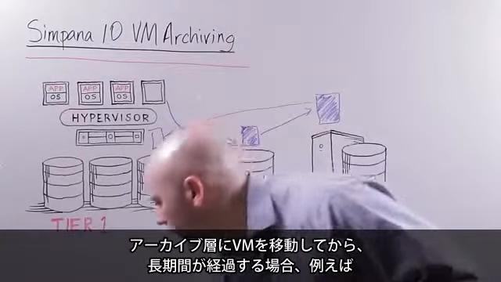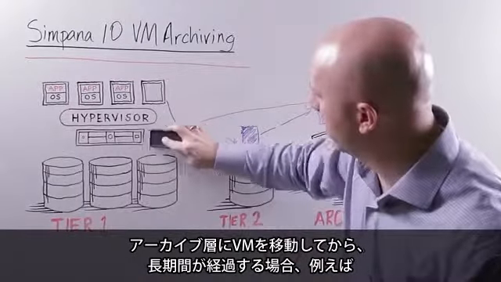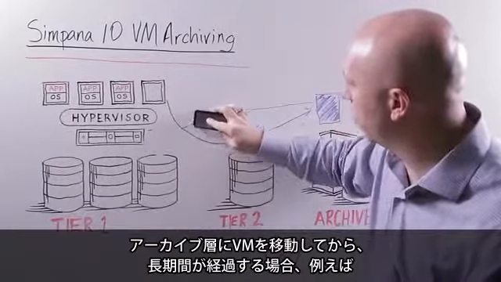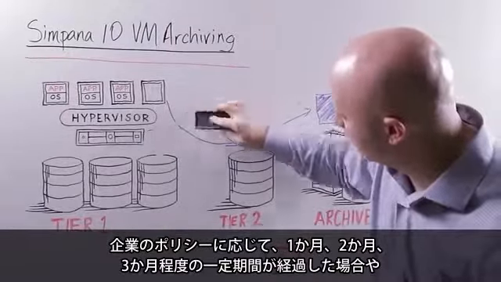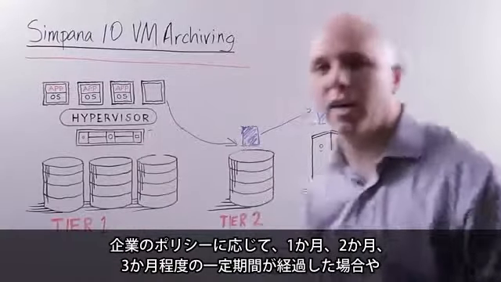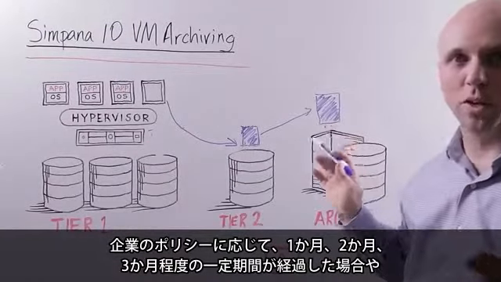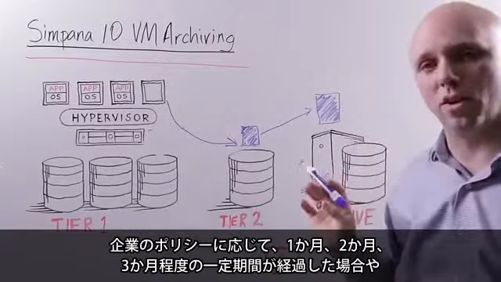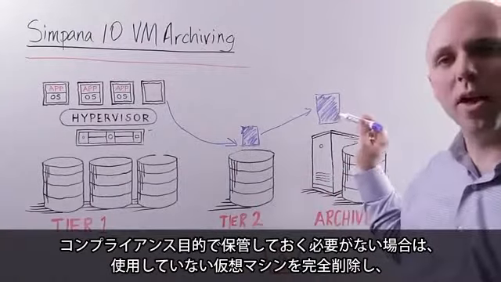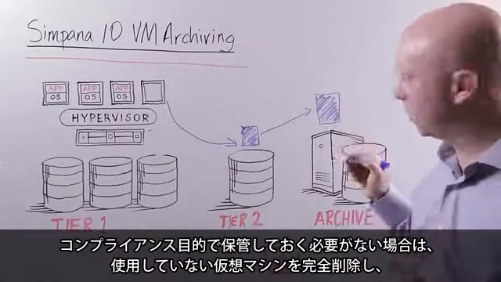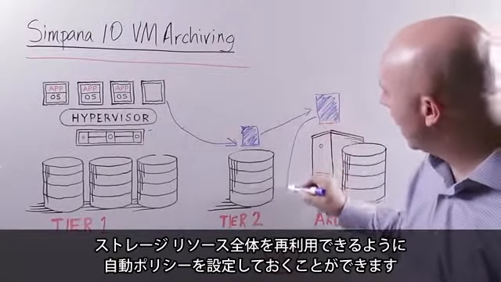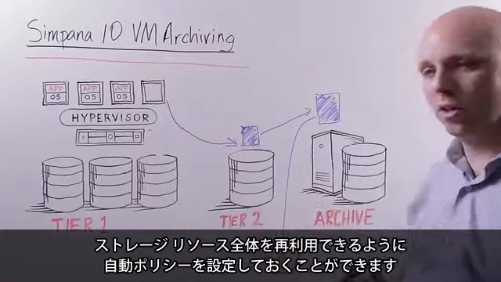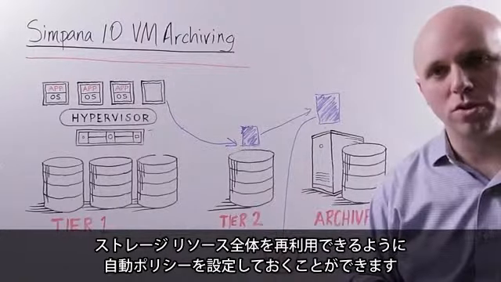However, again, if this VM sits here for a long time on the archival tier, let's say it sits there for 30, 60, 90 days, maybe even longer, depending on what your organizational policies are. If you don't have to keep that around forever for compliance or something, then we can set automatic policies to age that virtual machine off and reclaim those storage resources entirely.